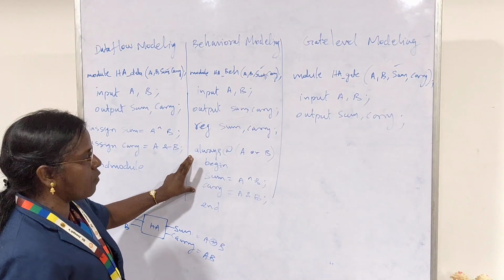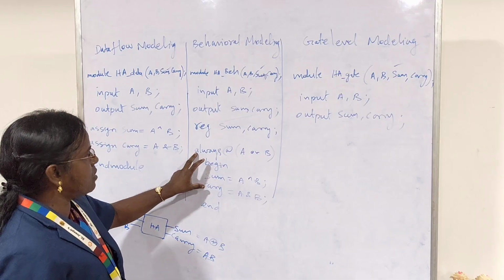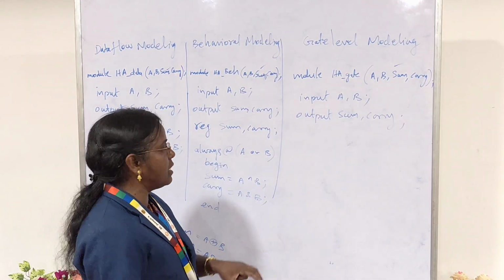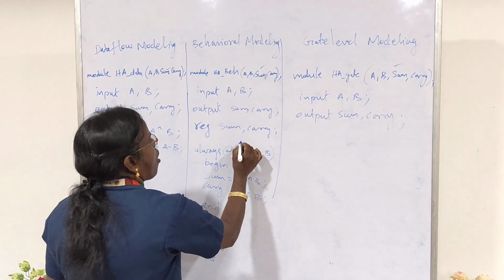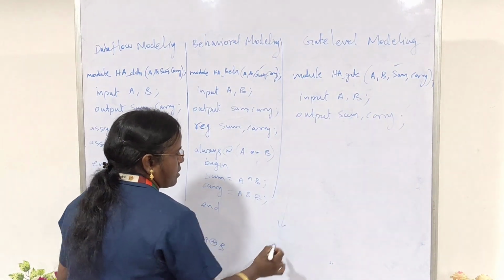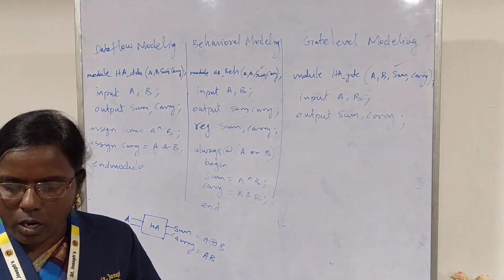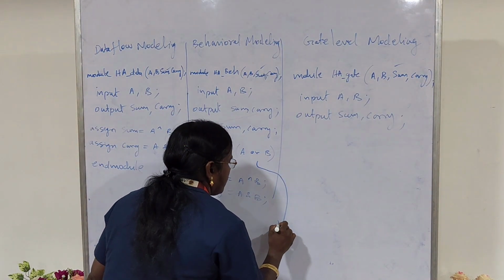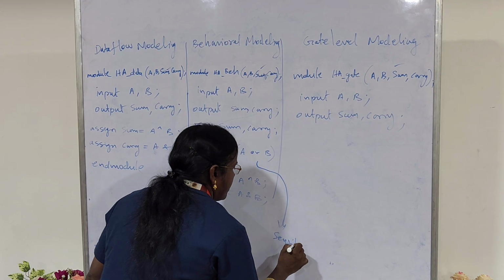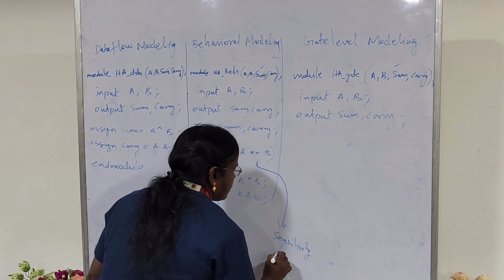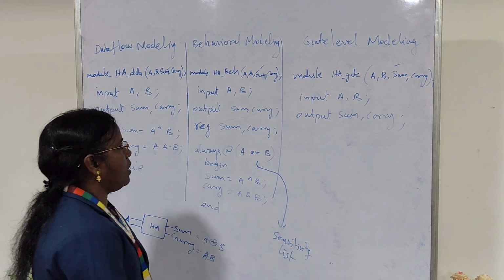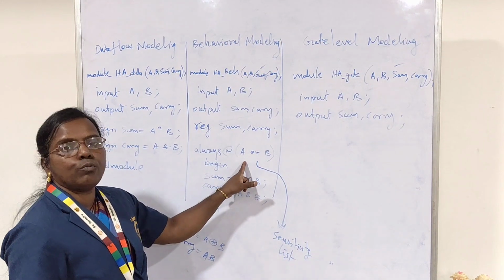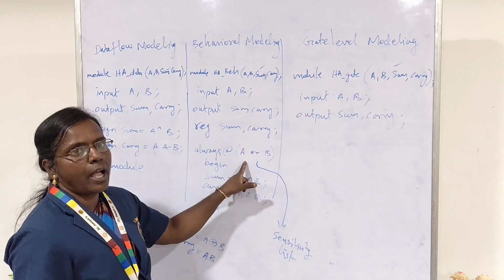So this is the syntax for the always block, right? Always, the keyword @, within the brackets we have to list the input signals. These input signals are called the sensitivity list. What is the meaning of the sensitivity list? These outputs are sensitive to the values of A and B.